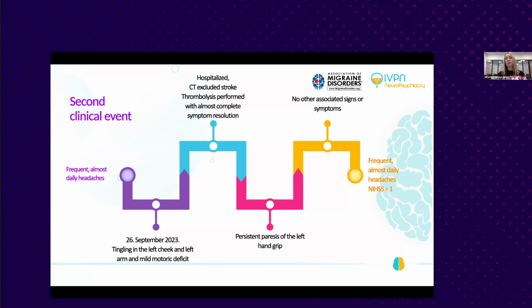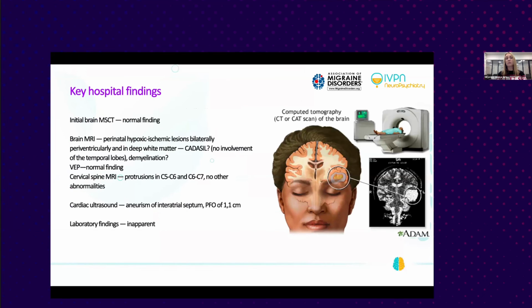She had no other associated symptoms or signs. So what did they do? They performed another brain MRI, and they did find the same lesions, but this time the neuroradiologist said, is it maybe CADASIL? But there's no involvement of anterior temporal lobes. Is it maybe demyelination? So they did additional testing.